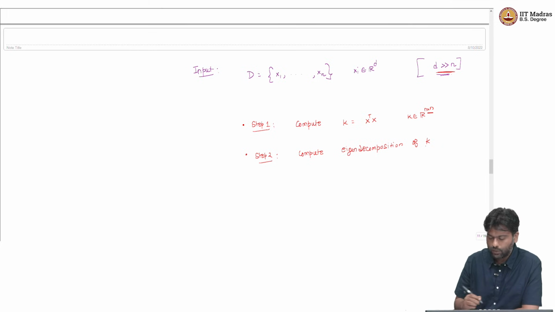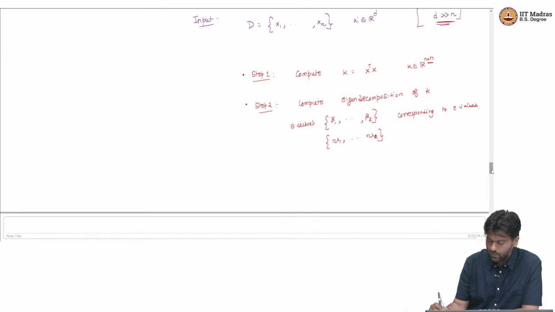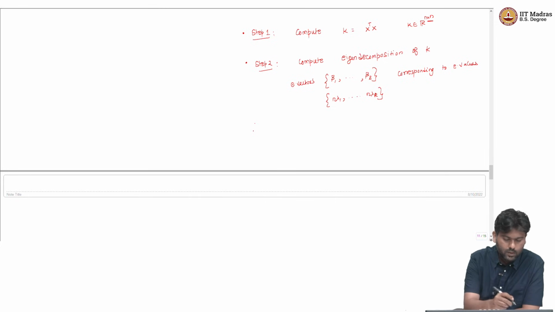So, we do eigen decomposition of K and we get eigenvectors beta 1 to beta L with corresponding eigenvalues n lambda 1 to n lambda L. Well, once you have done this, this is an order of n cubed computation. So, once this is done, then we are almost done, right.